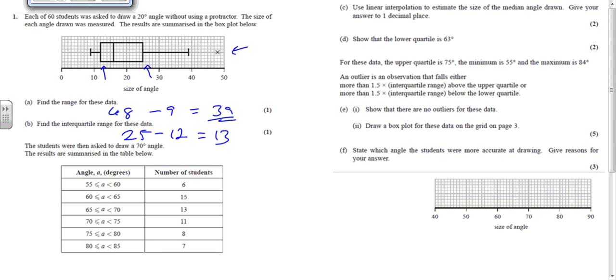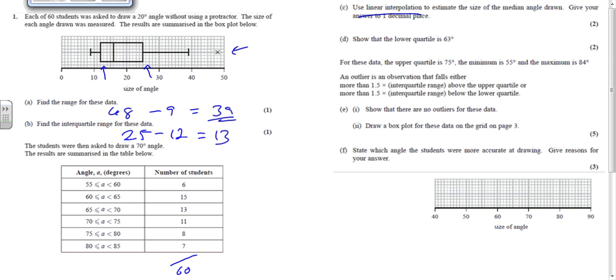Okay, so the students were then asked to draw a 70-degree angle. The results are summarized in the table below. We've got to use linear interpolation to estimate the size of the median angle drawn. So again, linear interpolation, we've got a table, so there's 60 pieces of data here. So we're going to find the median, which is the 30th.